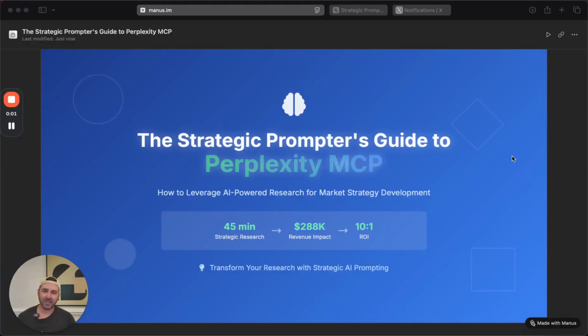Okay, I'm not exaggerating here. I want to show you how I used Perplexity's MCP in 45 minutes to generate a strategy that could have a $300,000 revenue impact for a mock brand based on real research, real data, and real information. This has kind of blown me away.